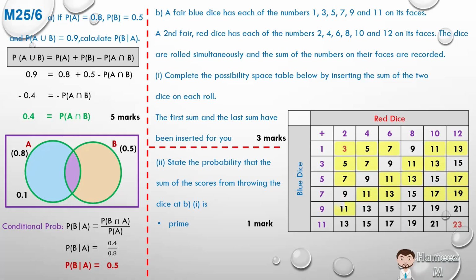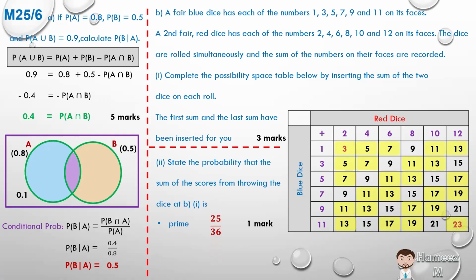We have 11, 13, 17, 19. And the last row, 13, 17, 19, and 21. Sorry, 23. So if we count them up, in the first row we have 1, 2, 3, 4, 5. Next row, 6, 7, 8, 9, 10, 11, 12, 13, 14, 15, 16, 17, 18, 19, 20, 21, 22, 23, 24, 25. So we have 25 prime numbers out of 36.